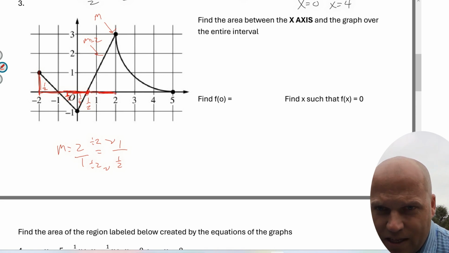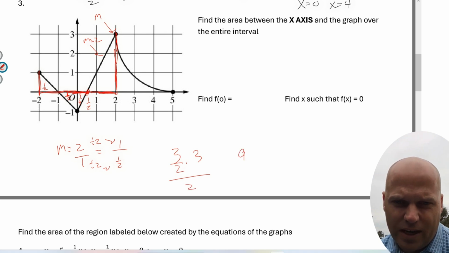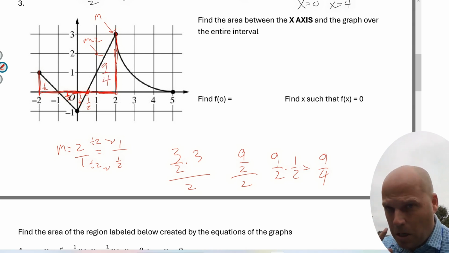I'm going to say this is one big triangle, which is 1.5 by 3. So I have 1.5 by 3 divided by 2. So I got 9 halves divided by 2, or 9 halves times a half, which is 9/4. So this is 9/4. Ooh, this is tricky.